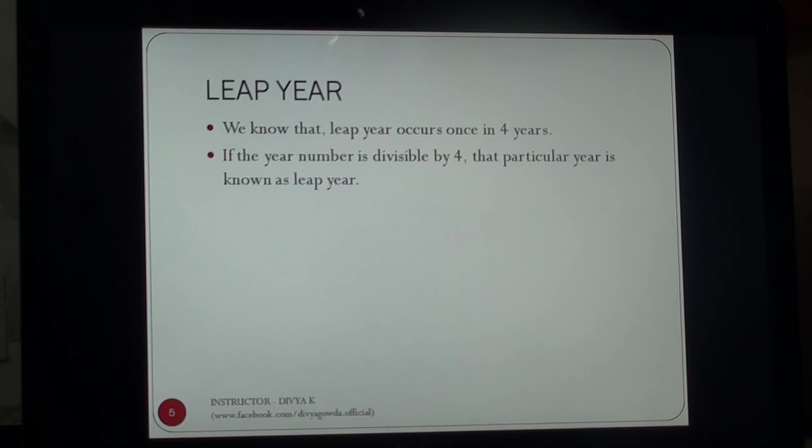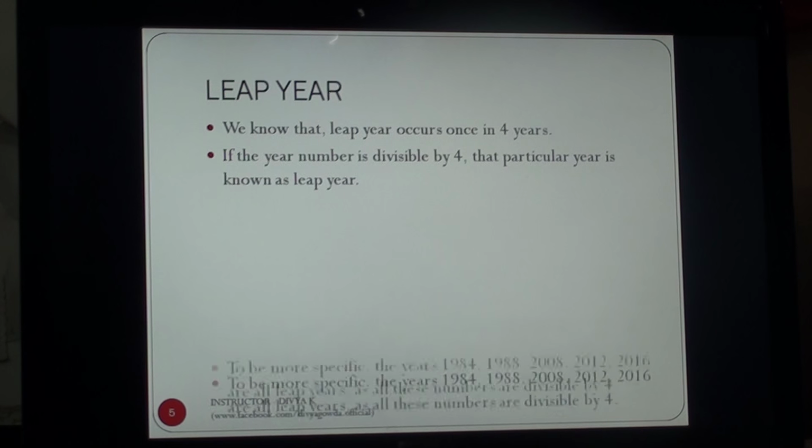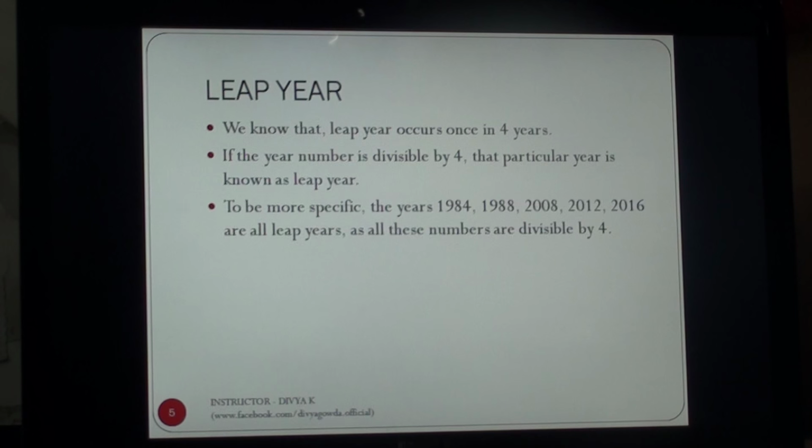And if you are thorough with the number system, the basic divisibility test, how do you check if a particular number is divisible by 4 or not? You just have to take the last 2 digits. I'll tell more about that. To be more specific, the years 1984, 1988, 2008, 2012, 2016, etc.